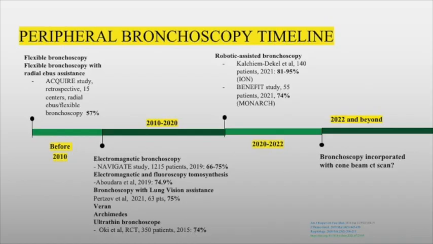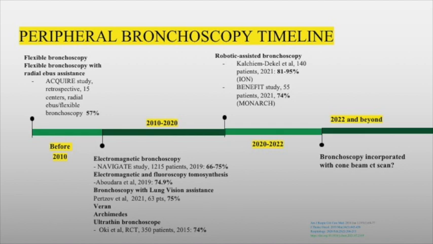This is the historic timeline of peripheral bronchoscopy, from before 2010 up to now. So as you can see, before 2010, there wasn't a lot of technology in the field of bronchoscopy. Basically, they just biopsied the nodule with flexible bronchoscopy plus or minus radial EBUS. And the diagnostic yield of this technology really depends on the size of the nodule as well as whether it's close to the airway or not. And then the diagnostic yield is proven to be about 57% based on the AQuIRE study.